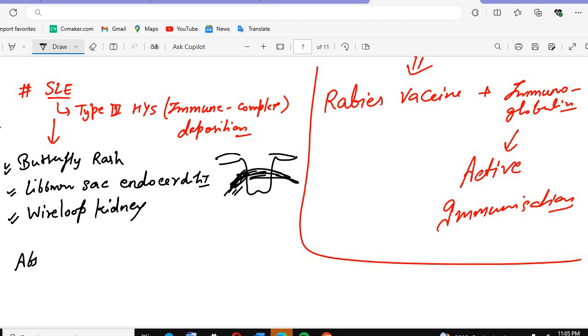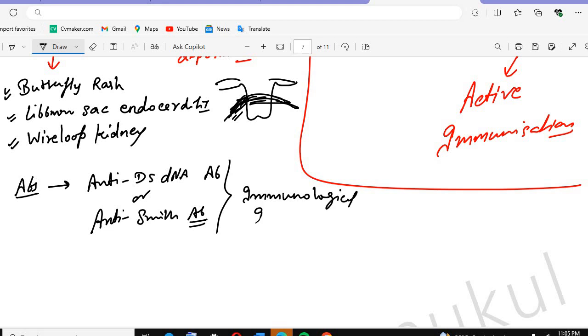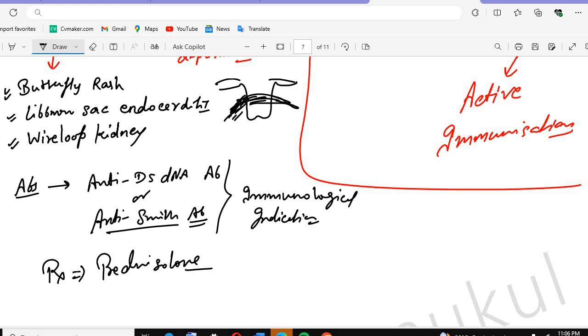About the antibodies, remember there is the anti-double stranded DNA antibody, or we call this antibody by another name, the anti-Smith antibody. They both are the immunological indicators. Okay, the anti-double stranded DNA antibody, another name is what? Anti-Smith antibody. The treatment for SLE, what will we give? Prednisolone. The prednisolone will be given.